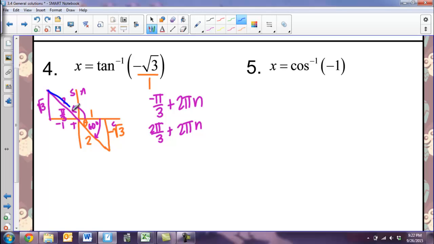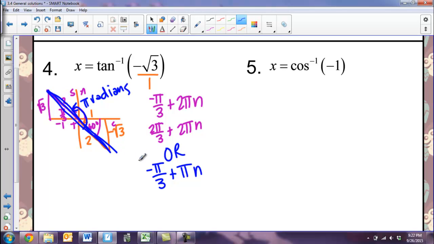Okay, now the one thing to notice here for tangent is because this guy is actually falling on this diagonal, technically this angle to this angle is just pi radians. So an easier way to write this solution would be to take your first angle, which is negative pi over 3, and then just add pi radians, because then you're going halfway around that circle, and halfway around the circle, and halfway around the circle. So if it falls on a diagonal like this, which will happen with tangent, you can just write one solution, which is negative your angle plus pi times n.